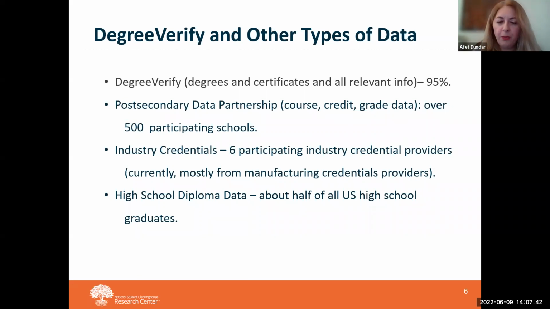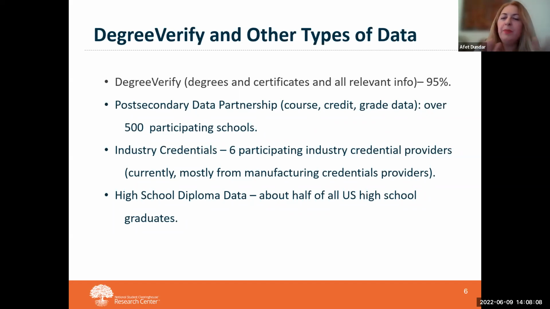High school diploma data, we also receive this data from high schools, with a graduation date. From high schools, school districts, and sometimes states can submit the data. Of course, they get back post-secondary enrollment and degree data for those students. And at this point, about half of all US high school graduates are in our data.